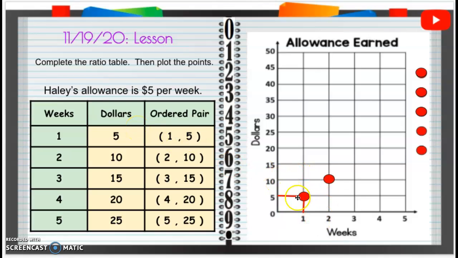Okay, so, 3 weeks, $15. So I'm going to go over 3, 1, 2, 3. Up to $15. Here's $5, $10, $15. Look, we're making a line. Over 4, up 20. And then over 5, 1, 2, 3, 4, 5, up to 25. So that is going to be how we graph it. And that's it. Great job, everybody.